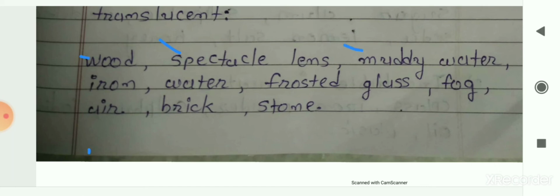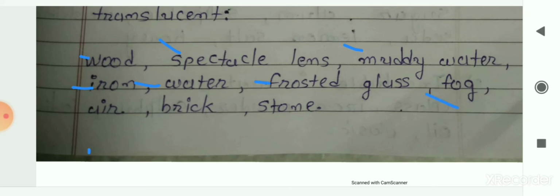Next is muddy water. From this muddy water we can see things which are there in the river or in the pond, but we cannot see them clearly, so it is the translucent material. Next is iron, through which we cannot see, so it is the opaque material. Next is water, as we had seen, it is the transparent material. Next is frosted glass, so it is the translucent material.